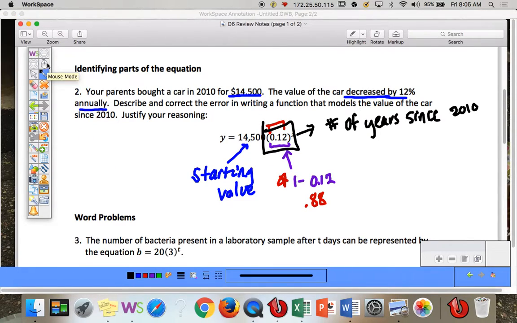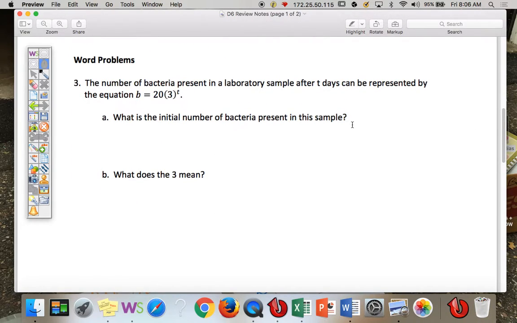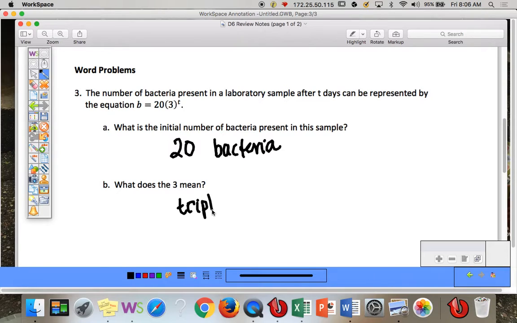Let's look at some word problems. The number of bacteria present in a laboratory sample after t days can be represented by the equation B equals 20 times 3 to the t. What is the initial number of bacteria present in the sample? That would be the number that's not the base of the exponent. So here it would be 20 bacteria. The 3 means that the number of bacteria is tripling every day. This is how you spell tripling. So again, the number of bacteria will be tripling each day.